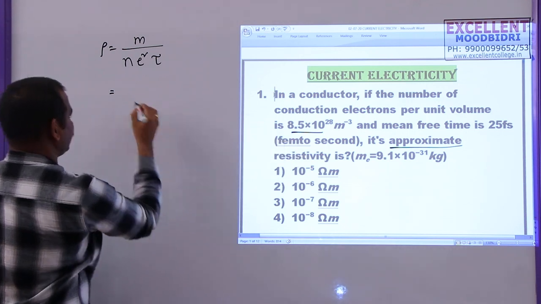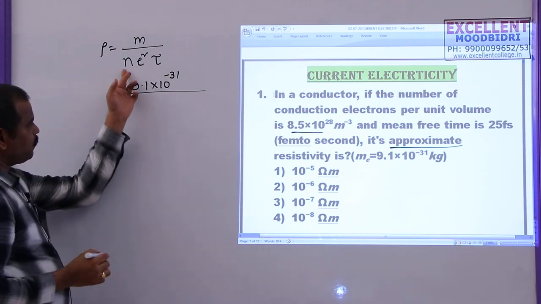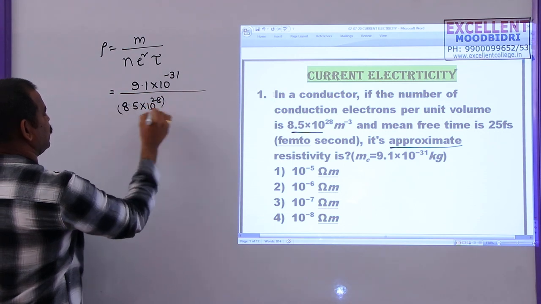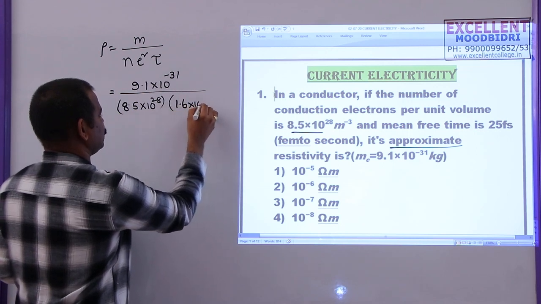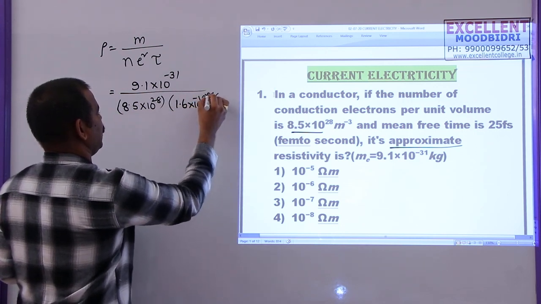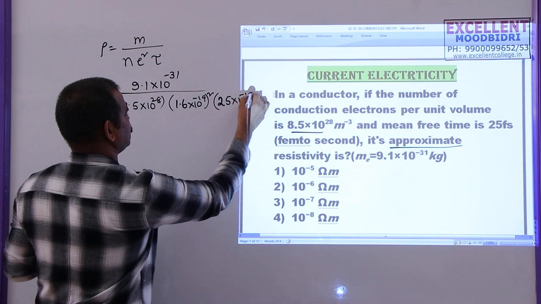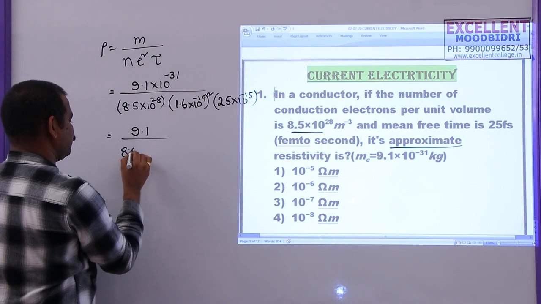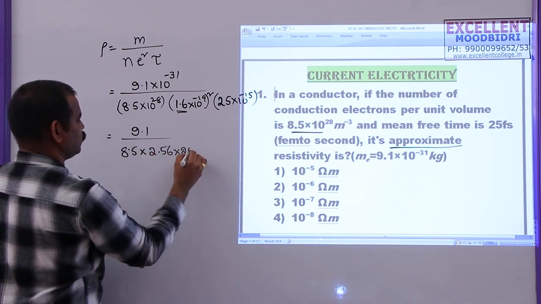What is the mass of electron? This is 9.1 into 10 power minus 31. The number of electrons per unit volume is given as 8.5 into 10 power 28. And the charge of electron, which is not given here but we know this value, 1.6 into 10 power minus 19, whole square. And the free time is 25 femto, that is 10 power minus 15. Now you can see 9.1 by 8.5, and 1.6 whole square. So 1.6 into 1.6 is 2.56, into 25.